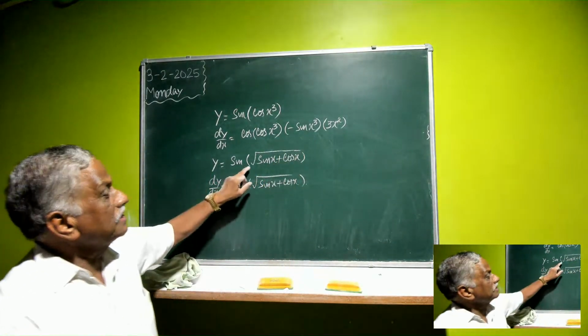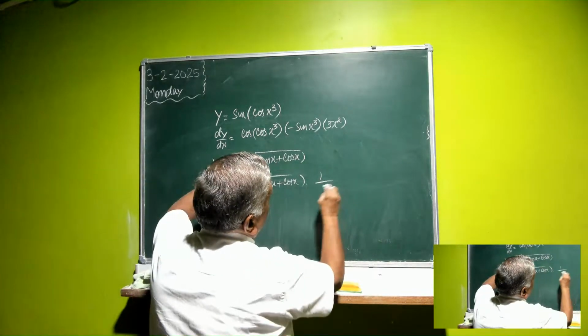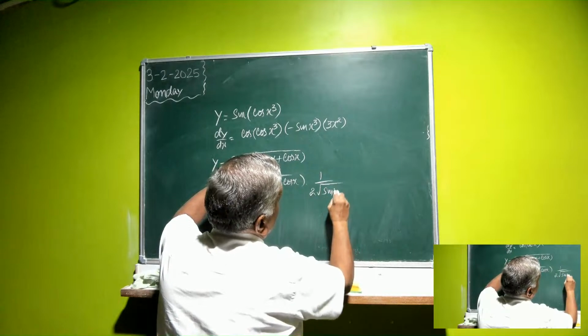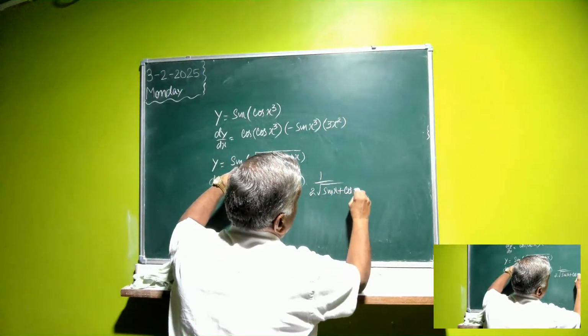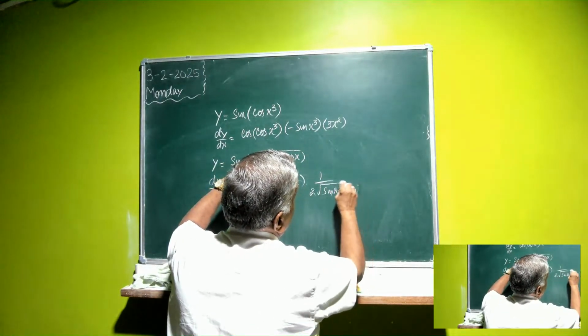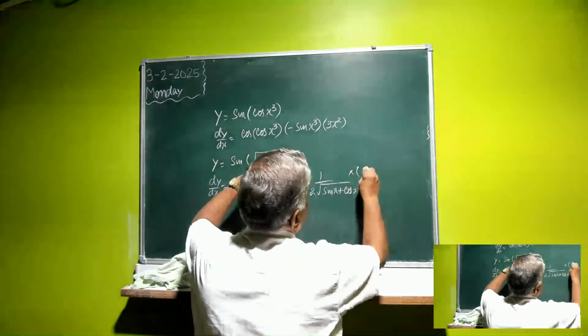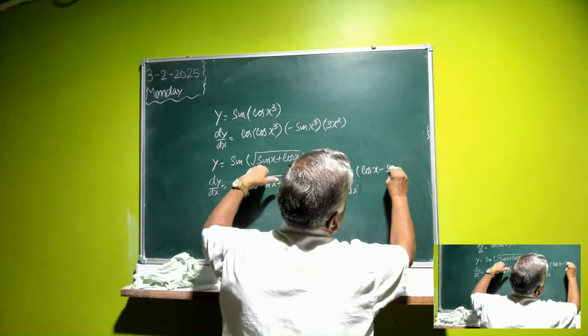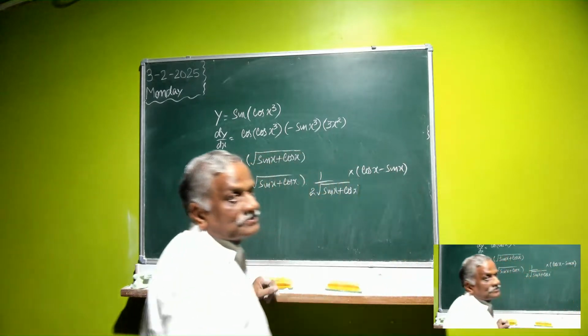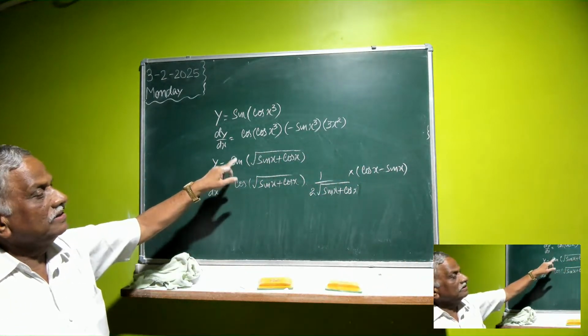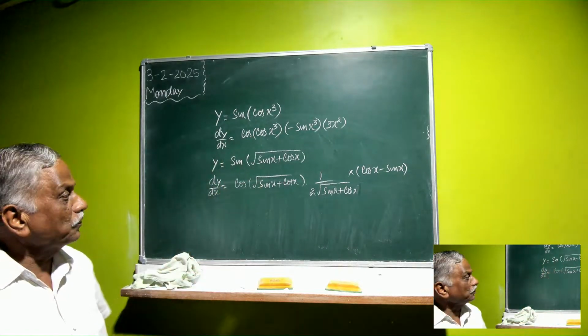Therefore, we should first differentiate root. It is 1 over 2 root sin x plus cos x. Sin x plus cos x. Enter inside. Sin x is cos x. Cos x is minus sin x. No need of simplifying it. So first sine you should differentiate, then root, then what is inside the root.